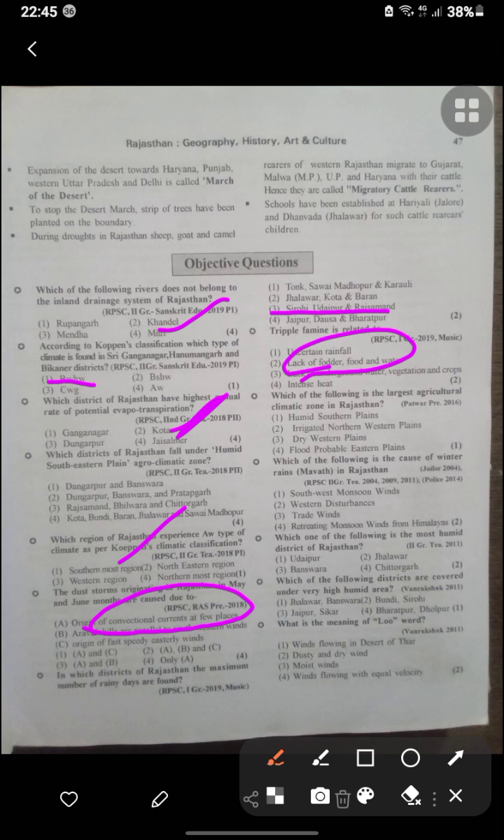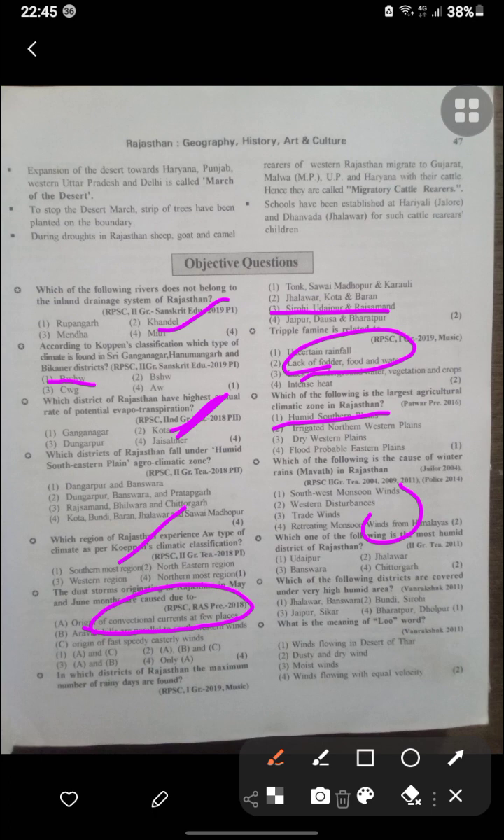Which is the largest agricultural climate zone in Rajasthan? Humid southern plain. Which of the following is the cause of winter rain? Winter rain is caused by the western disturbance. Which is the most humid district? That was Jhalawar. Which districts are covered under the very high humid area? That was Jhalawar, Banswara.